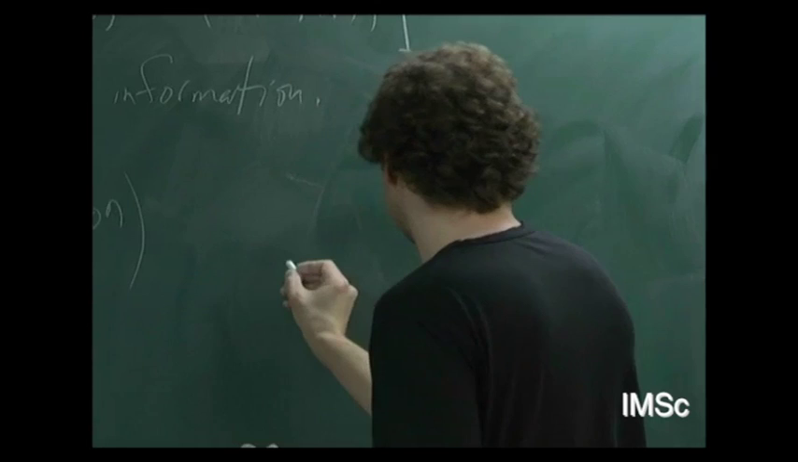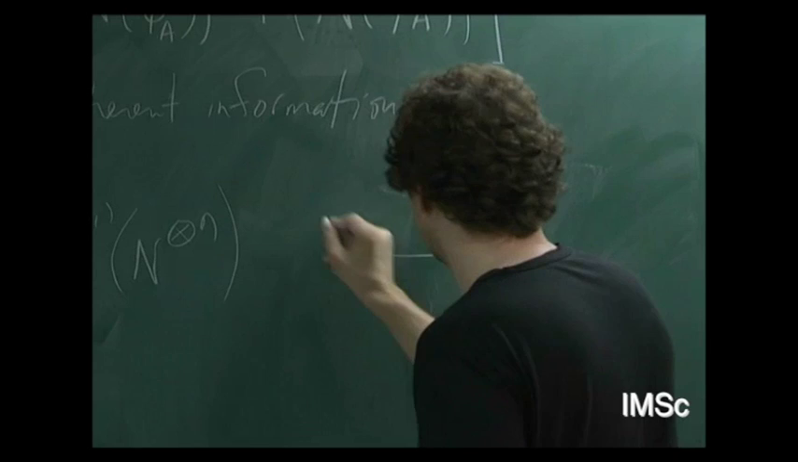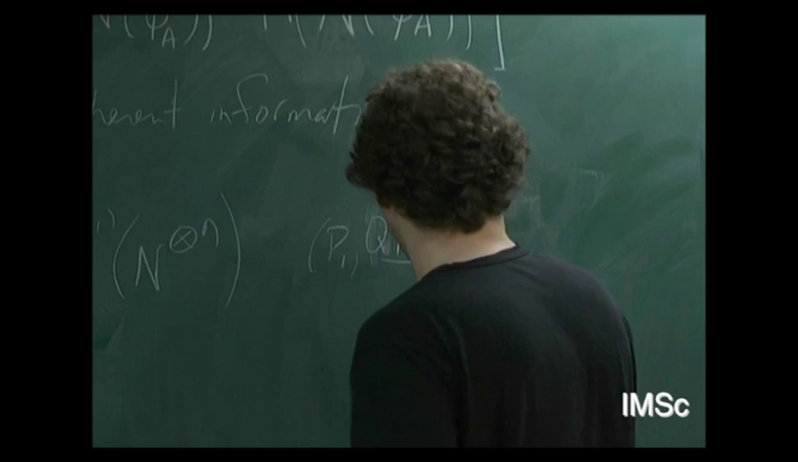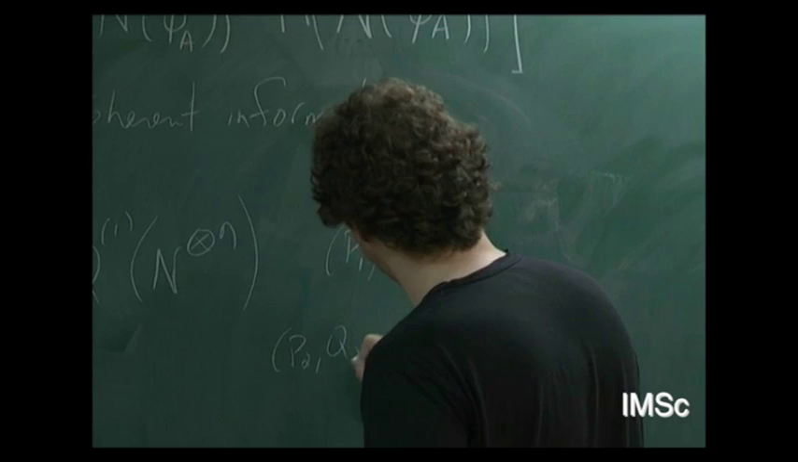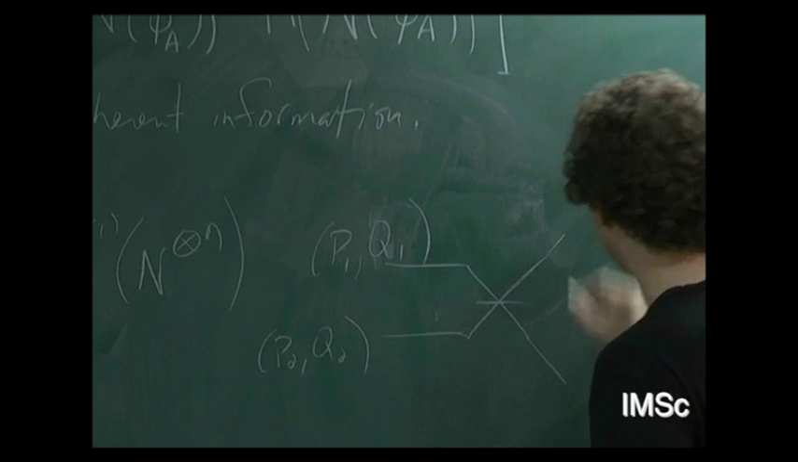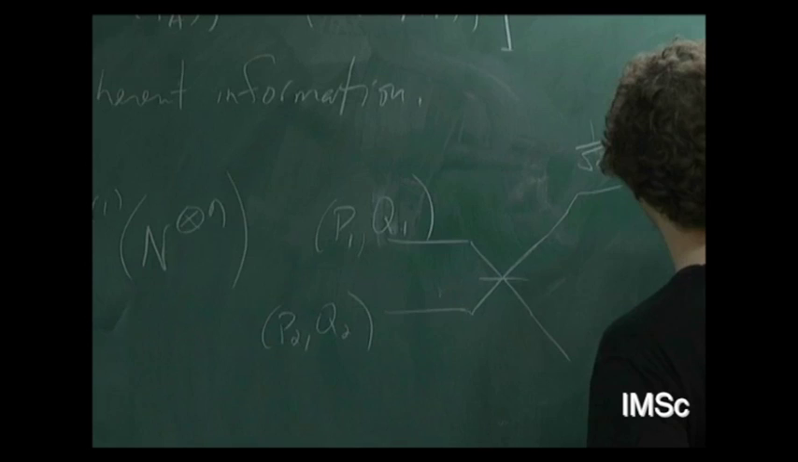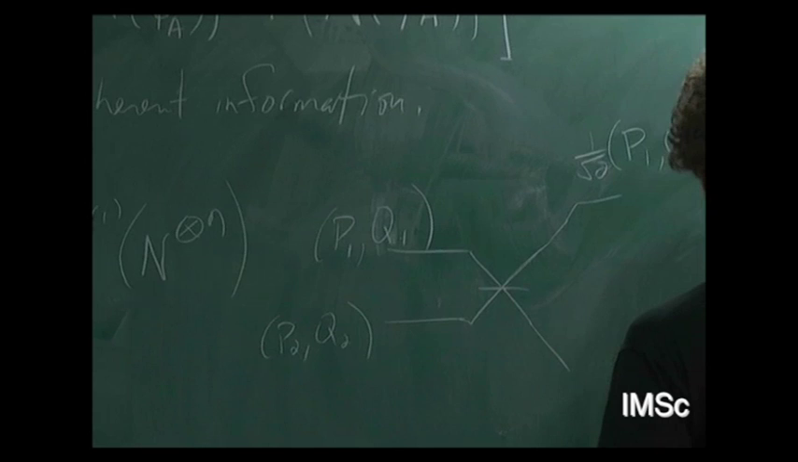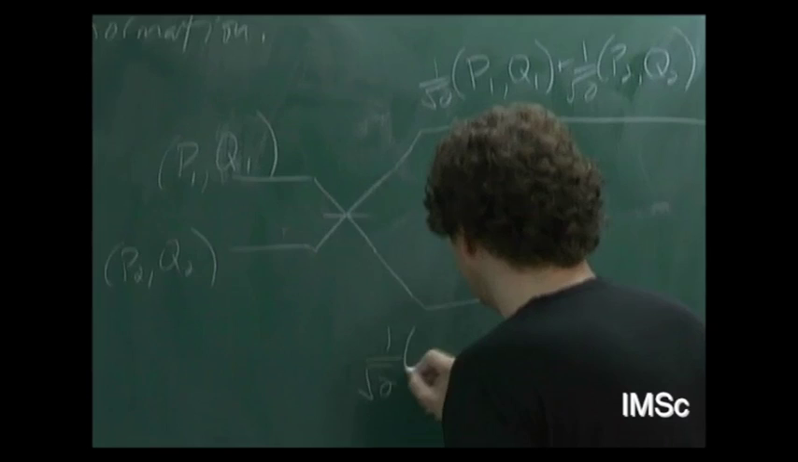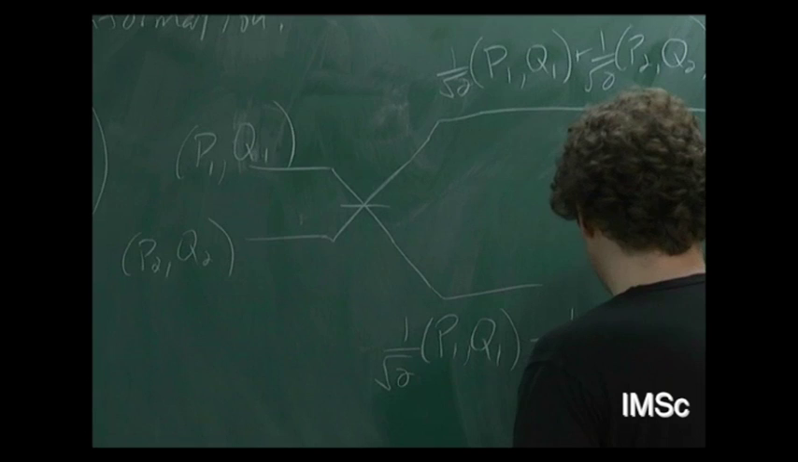There's a fun way to see why time reversal has to be impossible. And the way you do it is you take a two-mode squeezed state. So I take a beam splitter. I say I have P1, Q1 here, and I have P2, Q2 here. And I combine them at a beam splitter. Now, what does that mean? That means that in this arm, I've got 1 over root 2 P1 Q1 plus 1 over root 2 P2 Q2. And down in this arm, I get 1 over root 2 P1 Q1 minus 1 over root 2 P2 Q2.